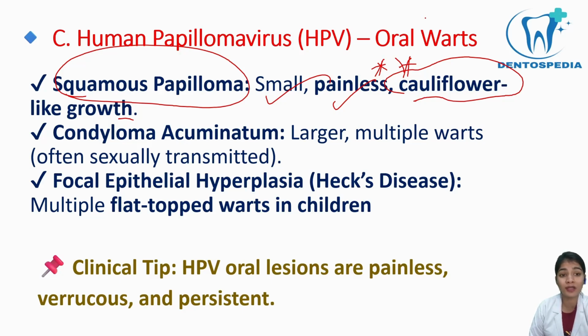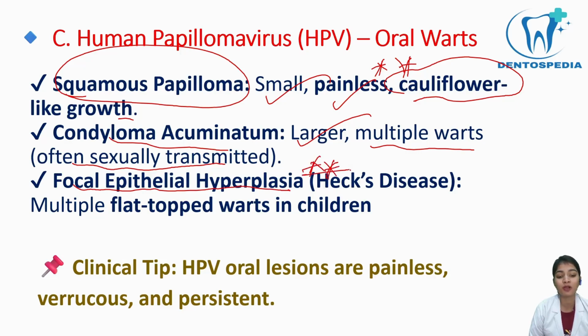Now, next is condyloma acuminatum. Now, it will be larger and there will be multiple warts. Now, it is often sexually transmitted. Understood? There will be larger, multiple warts and often sexually transmitted. Now, next is focal epithelial hyperplasia or Heck disease. Please remember this also, Heck disease. Now these are multiple flat-topped warts in children. Understood? There will be multiple flat-topped warts seen mainly in children. Understood? So see, HPV oral lesions are painless, verrucous and persistent.